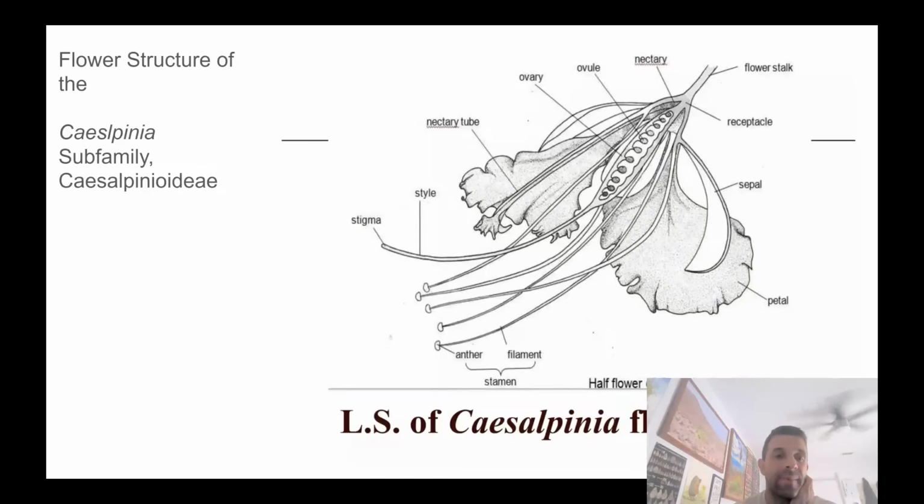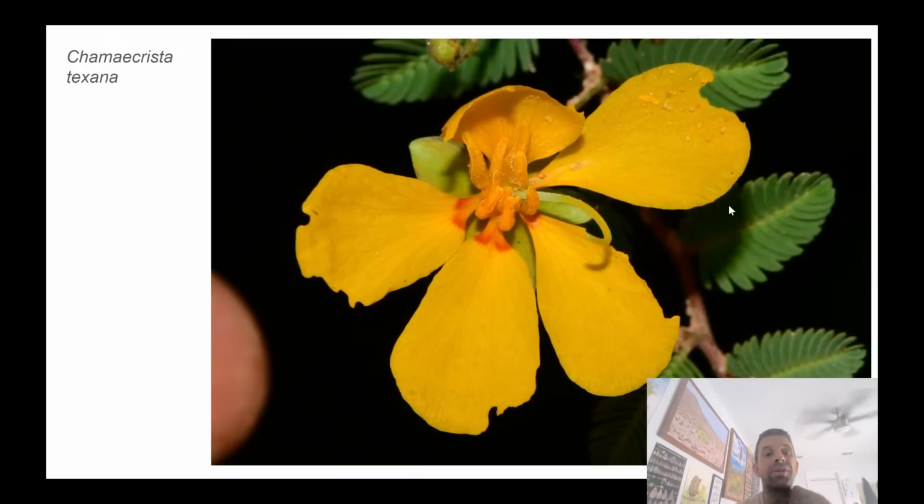The other subfamily here is the Caesalpinia subfamily, Caesalpinioideae. There's a general idea of the Caesalpinioid flower structure. You've got the ovary, which turns into a pea pod, a long style, then a stigma, and a few stamens. Then you've got a nectary down there, which produces nectar and attracts bees and hummingbirds in the first place, plus petals, sepals, etc. Let's look at some examples.